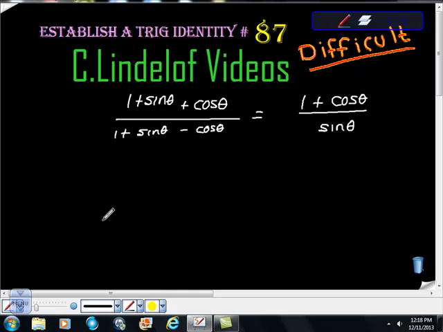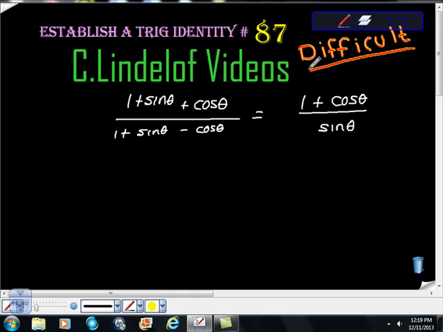So we have (1 + sin θ + cos θ) over (1 + sin θ − cos θ) is equal to (1 + cos θ) over sin θ. The first thing I would do is cross multiply before starting the problem, to make sure you really agree that it actually works. I did do that. The identity holds up. Now I have to prove it.